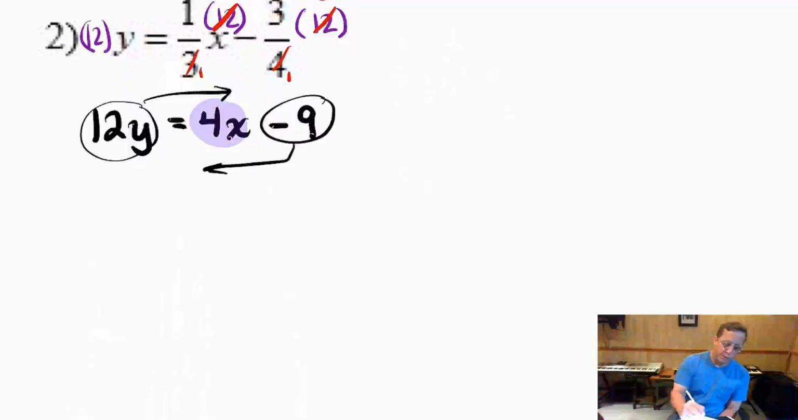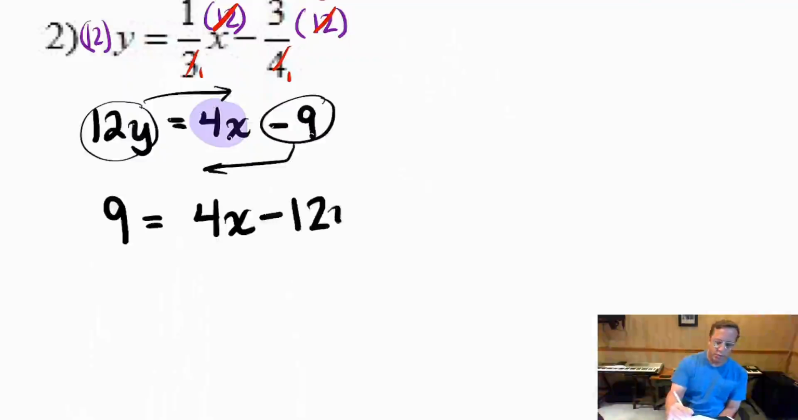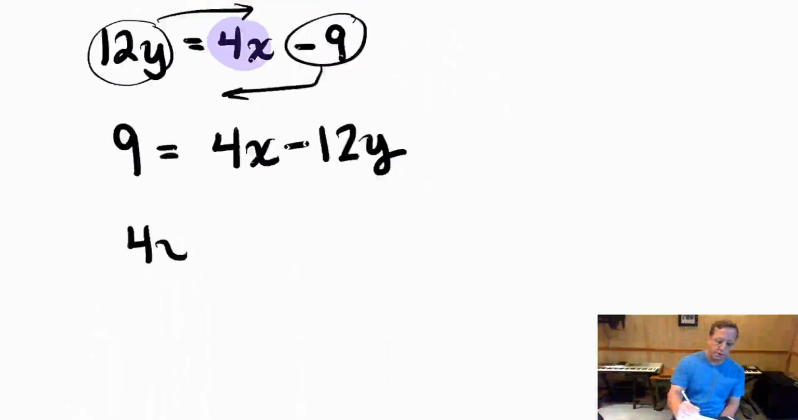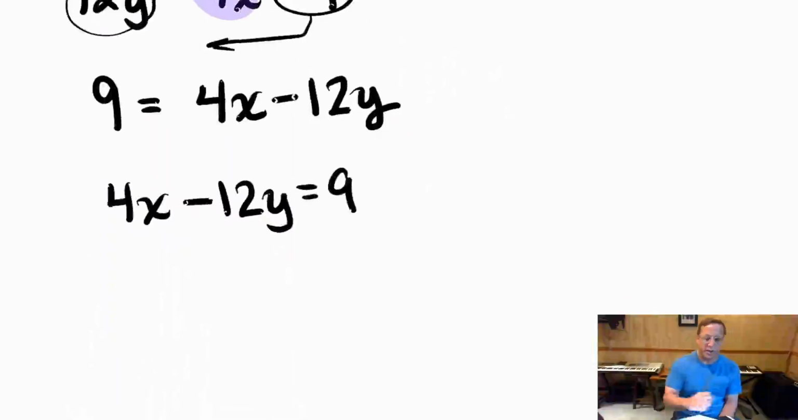So when we do that, we get 9 equals 4x minus 12y. And if we want to pretty it up even more, we can just flip things around. And now that's in standard form. The x term is positive. The a, b, and c are all integers.